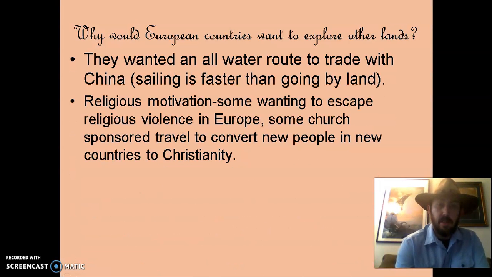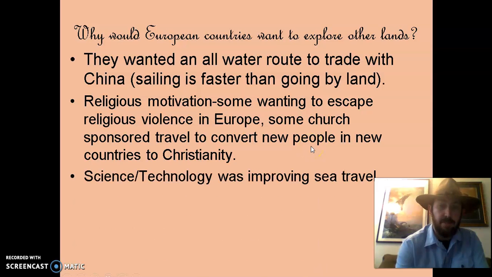Religious motivation. There was a lot of, as we learned from the Reformation, a lot of violence in Europe and strife and religions fighting each other. And so people wanted to escape violence. And then we learned about missionaries last class. Some churches wanted to send their missionaries out to new places to get new people to convert to Christianity.